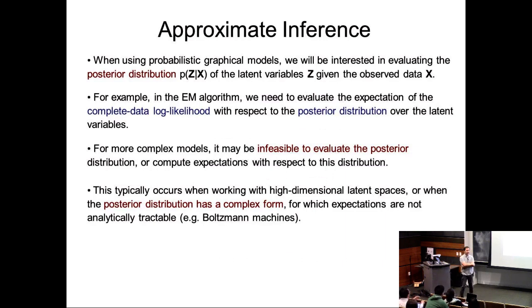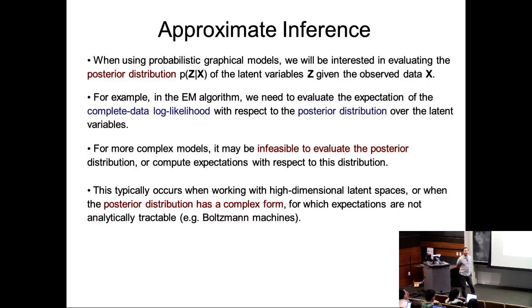So what is approximate inference? We've seen this in deep Boltzmann machines. We've seen this in deep belief networks. And we're going to see it in a lot of other things, like variational autoencoders, for example. So when we're using probabilistic graphical models, we're typically going to be interested in evaluating posterior probabilities over some latent variable z given x. Okay? So think of z as h's, some hidden states, and we're going to be interested in figuring out what that posterior probability is. For example, if you've heard about the expectation maximization algorithm, we need to evaluate the expectations of the complete data log likelihood with respect to the posterior distribution over the latent variables. We haven't looked at the EM algorithm, but we're going to look at a version of this algorithm in today's lecture.